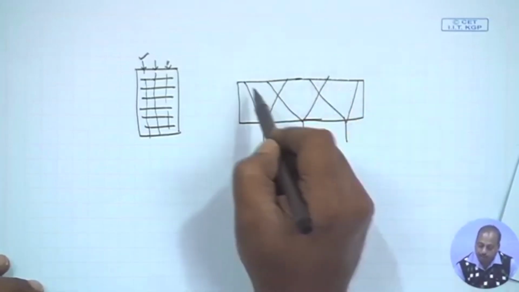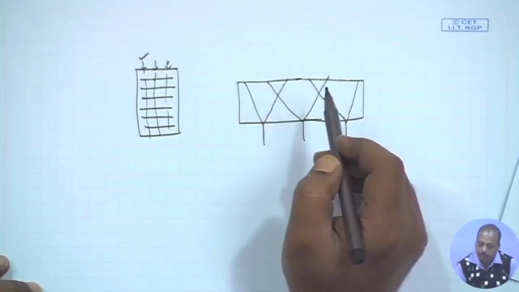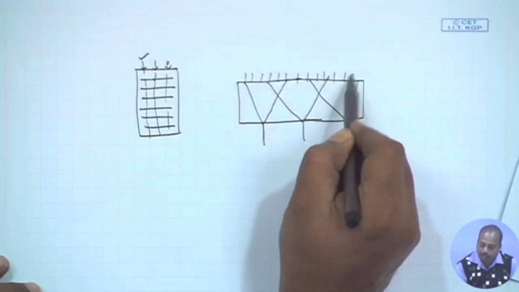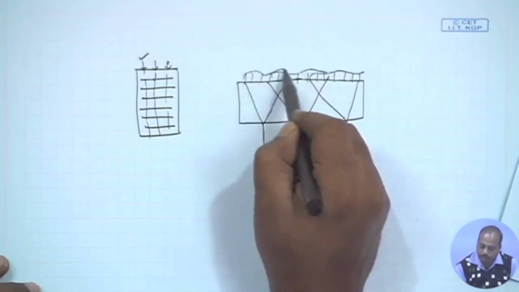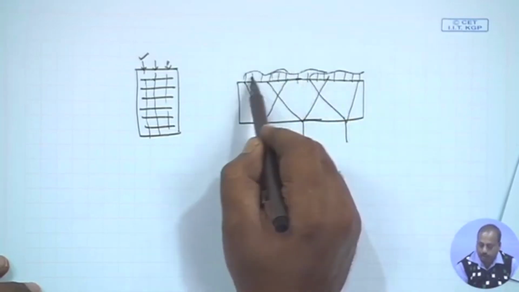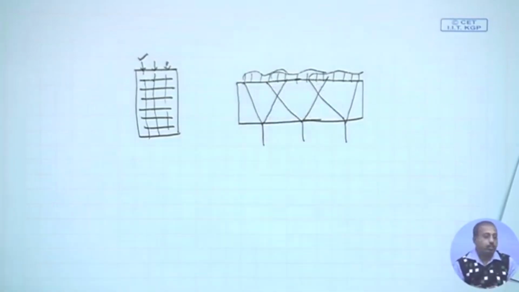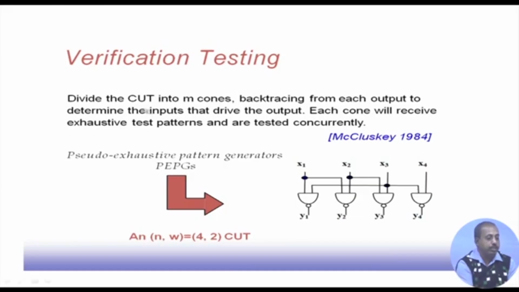One possibility is that I test these cones separately, one at a time. The other possibility is that I apply the patterns in such a fashion that it is exhaustive for this cone, for this cone, and for this cone. So for individual cones it is exhaustive, but the testing is done concurrently. Each cone will receive exhaustive test patterns, and naturally they can be tested concurrently. This is one type of testing for exhaustive testing.